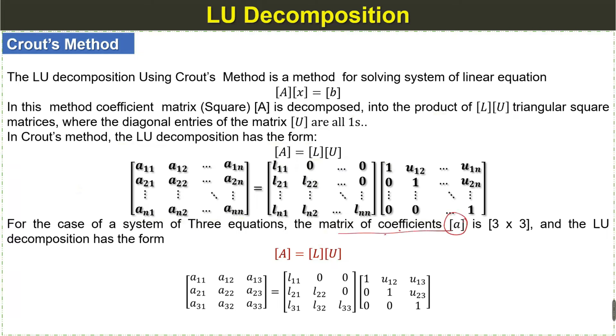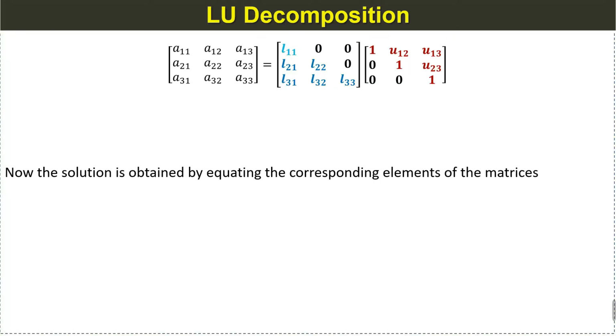For the case of a system of three equations, the coefficient matrix A is of order 3 cross 3, and the LU decomposition has this form. So this one is the LU decomposition of a 3 cross 3 matrix. We decompose the coefficient matrix into the lower triangular matrix and the upper triangular matrix of order 3 cross 3. All are square matrices. This one is the lower triangular matrix, and this one is the upper triangular matrix. We have to find the values of L11, L21, L31, L22, L32, and L33. Similarly for the upper triangular matrix, U12, U13, and U23.